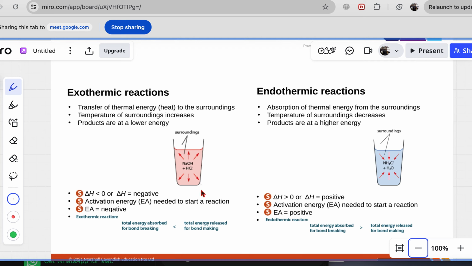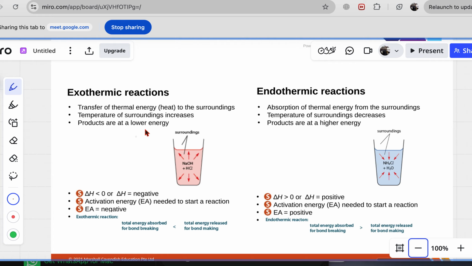Any reaction like burning a piece of paper, or a campfire: if you are close to it, the heat is transferred to your body. So any of those types of reactions where heat is being given to the surrounding is called an exothermic reaction. In an exothermic reaction, the temperature of the surrounding increases because the system gives heat to the surrounding.